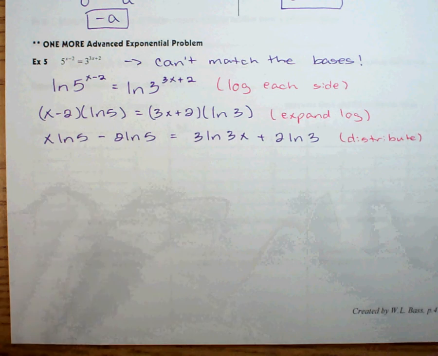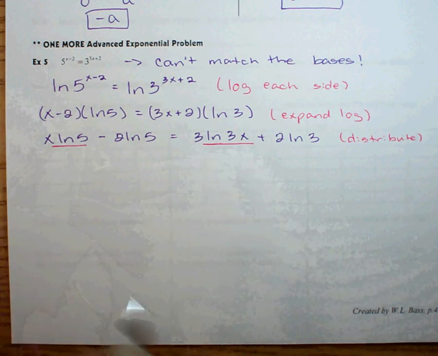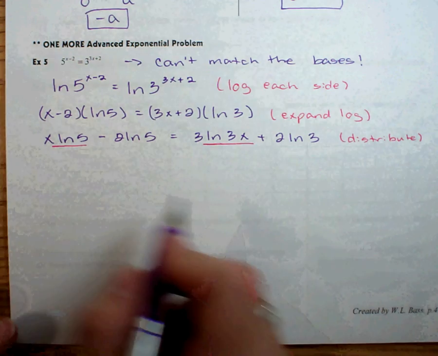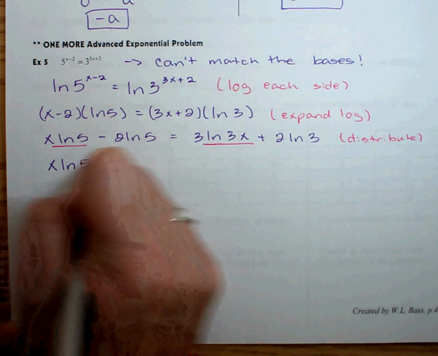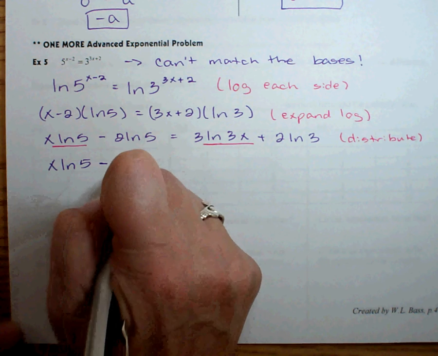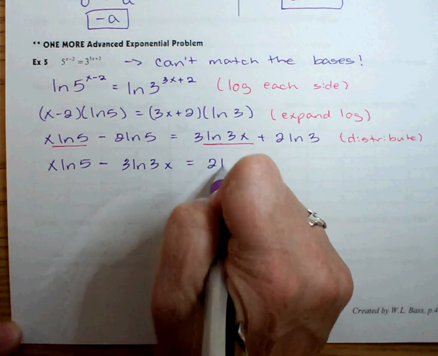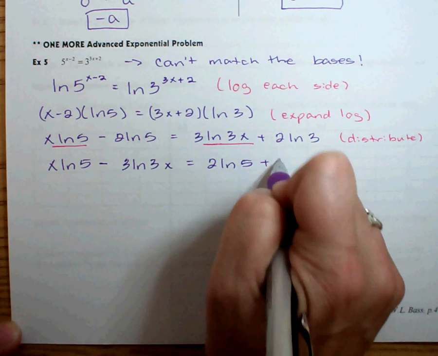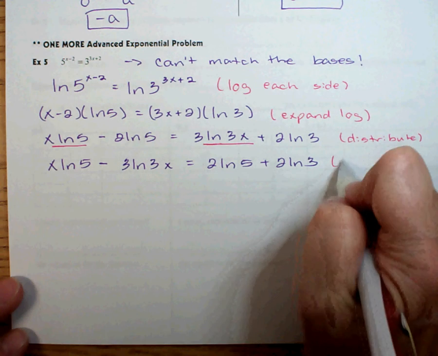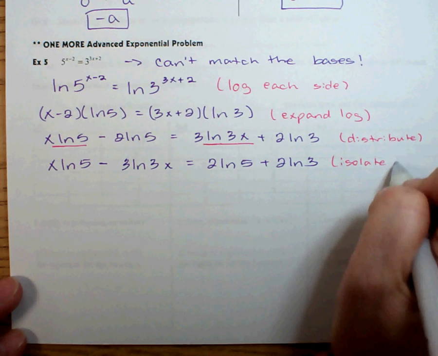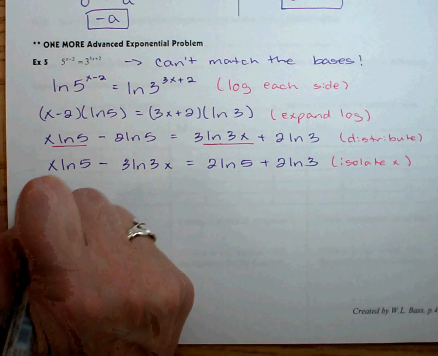Then we are trying to solve for x. So similar to what we did when we were solving inverses, I'm going to take everything with an x and move it to one side. So I'm going to have x natural log of 5 minus 3x natural log of 3 equals 2 natural log of 5 plus 2 natural log of 3. Isolate x. And we're actually almost done now. Factor out the x.